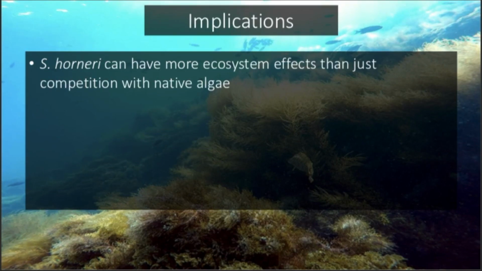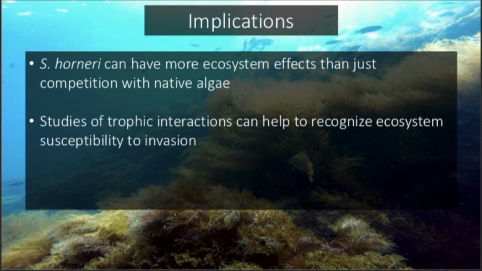So overall, we can see that Sargassum can have more ecosystem effects than just the direct competition with native algae. When the El Nino came through in 2015-2016, it wiped out the kelp forest, and Sargassum horneri took over, and everyone was very worried that this invasive was outcompeting the native for space. But there are also these other effects that it can have on these different trophic levels and organisms that are interacting with it that are still important to study.